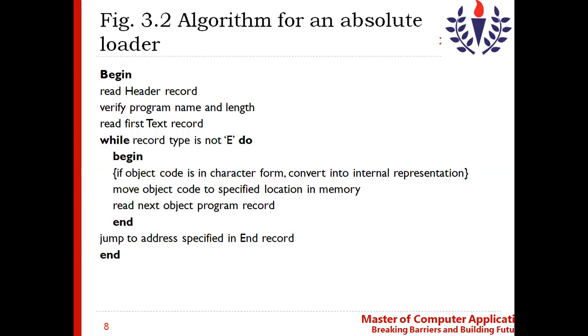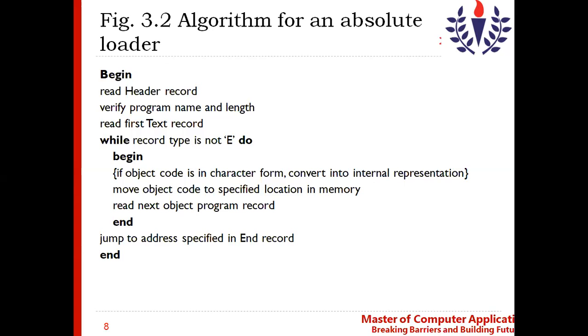So read the header record, verify the program name and length. As you know, the header record has the details regarding the program name, the starting address and the length of the program. So from that we can understand the program name, the length of the program, and the starting address of the program. We can easily make this out from the header record. And read the first text record. Till we reach the end record, the procedure has to be repeated.